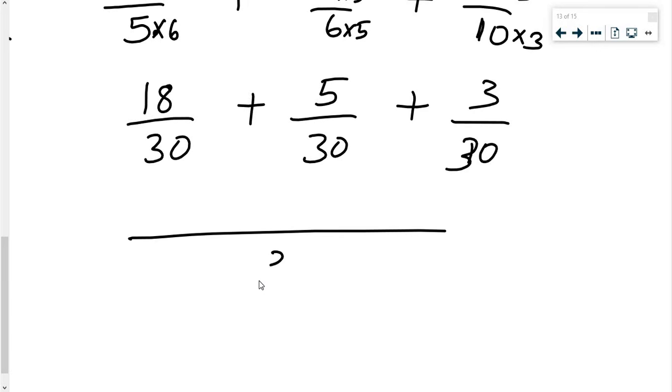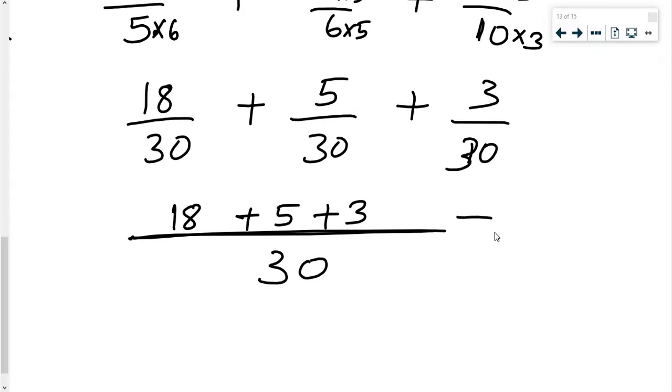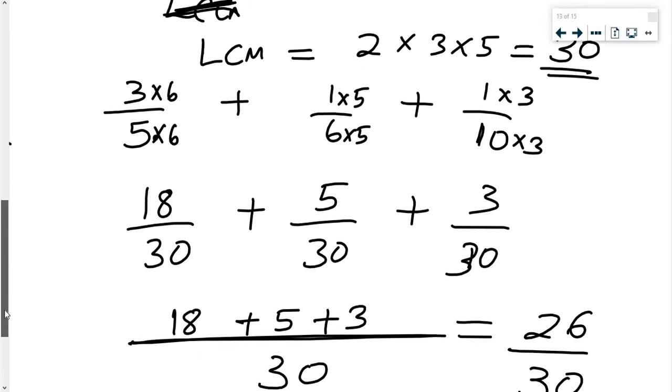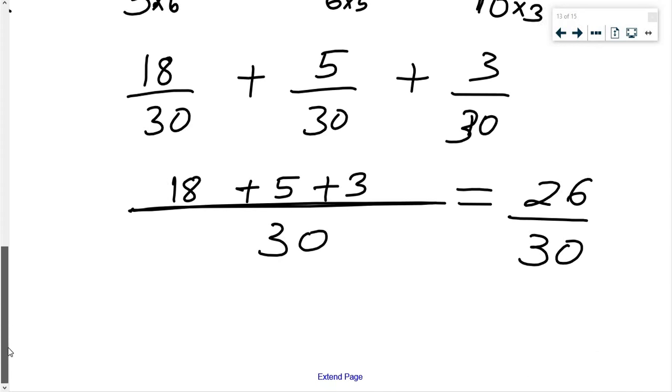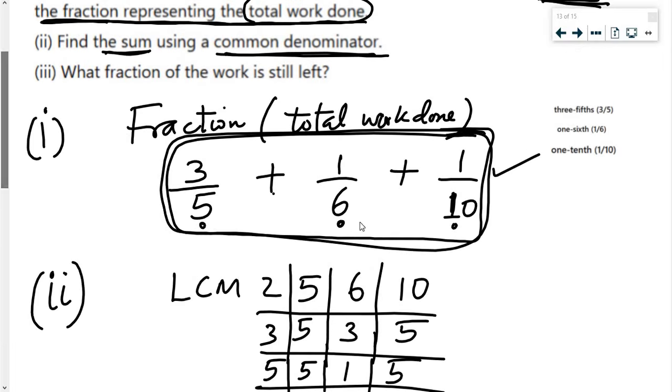Now make a line, put the same denominator 30 and then add numerators. What do you have? You have 18 plus 5, and then plus 3. So answer will be 26 upon 30. Now, how do we move from here? 26 upon 30 is the sum of this fraction.